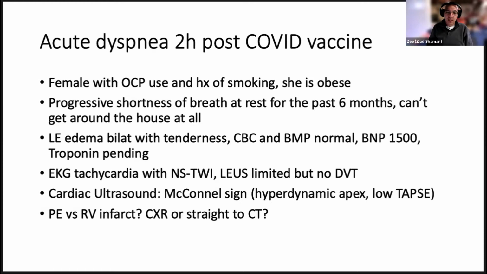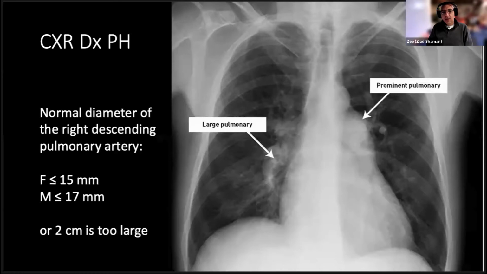You think, am I going to do a CT scan? Should I do a chest X-ray first? I'm thinking of a PE, but I'm worried about an RV infarct. You do go for the chest X-ray. And the reason you do this is because it's a good starting point, and because you remember that the right descending pulmonary artery can actually tell you if somebody has pulmonary hypertension. This is it. Although there's a limitation, because sometimes with pulmonary hypertension, the artery being closer to the right atrium is going to silhouette the margin of the pulmonary artery, and you're not going to be able to measure it. But this is where you would measure it.